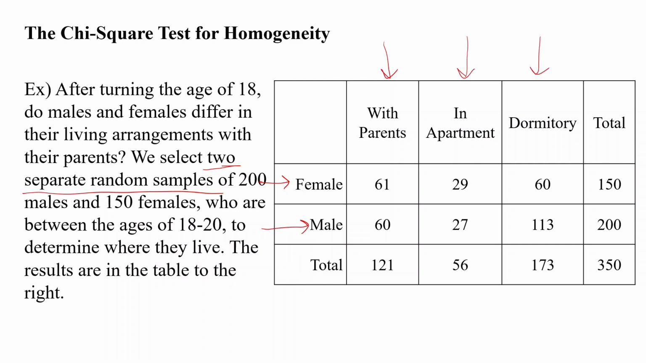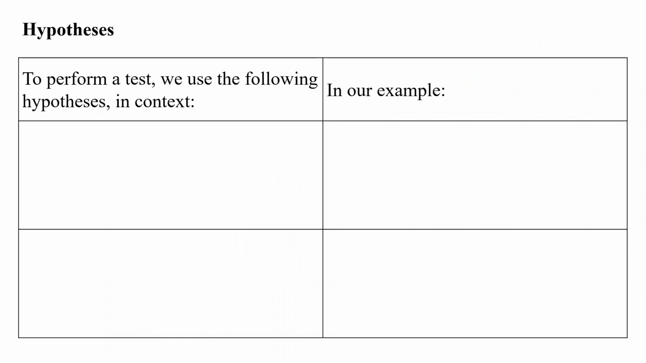Now, a two-proportion z-test might have had us only looking at, let's say, the proportion of males and females living with their parents, right? So do the proportions of males and females differ when they live with their parents after the age of 18? That might have been the type of question to ask for a two-proportion z-test. Now we're going to look at it across all of these categories and see if there's a difference in male and female living arrangements. So here is the way we set up these hypotheses to answer the question.